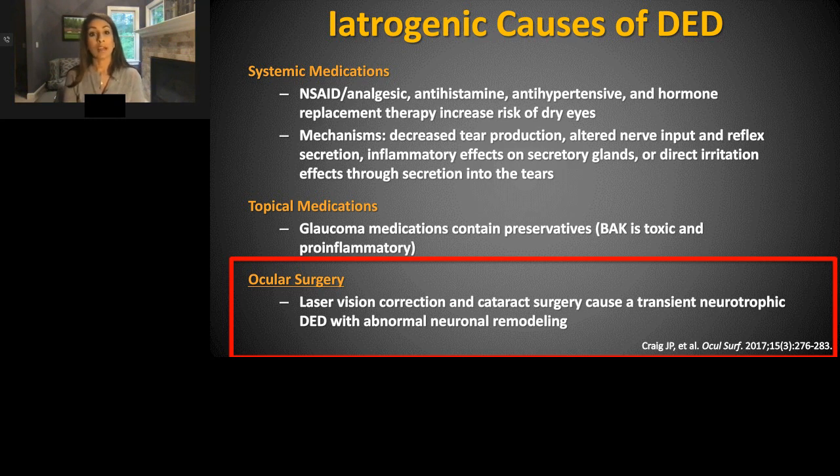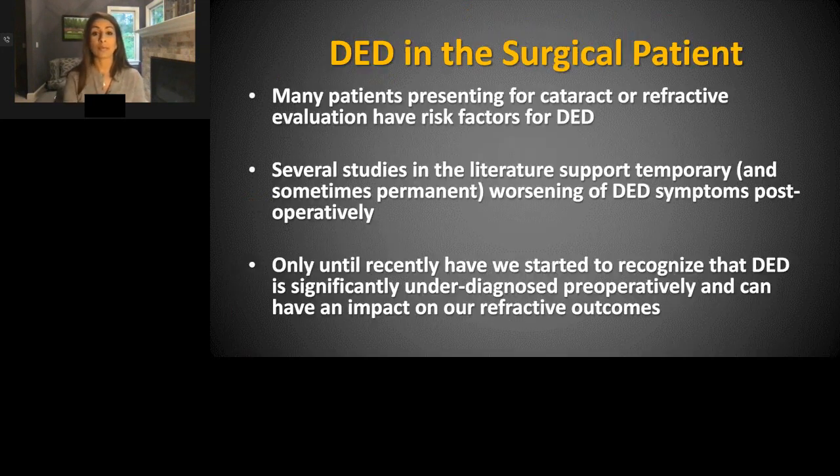Millions of cataract surgeries are performed annually. And when we look at why surgery can create an issue, it's because there's a transient neurotrophic effect from the surgery itself, and that can take someone from being asymptomatic to symptomatic. So patients can decompensate after the procedure, and it is really important to recognize that role.